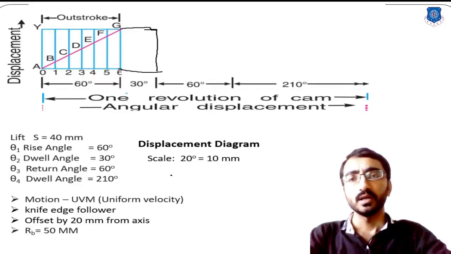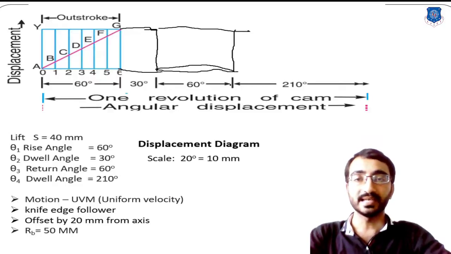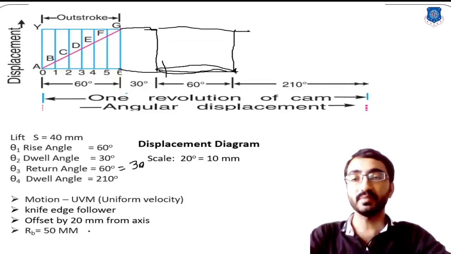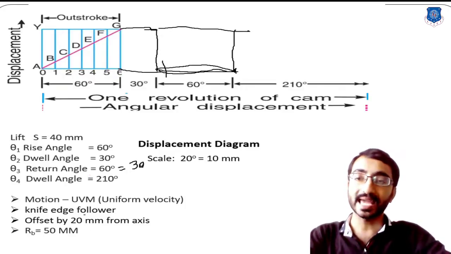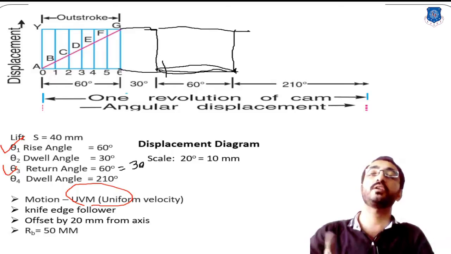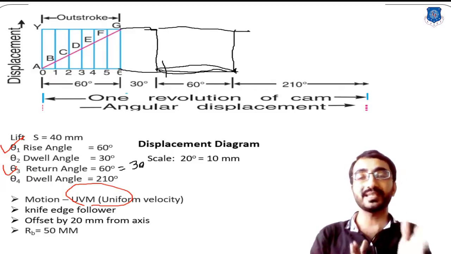Now the θ3 case, that is the third part. In θ3 the length is again given as 60 degrees, so we can calculate that it is 30 mm. So we will again make a rectangle at 60 degrees, 30 mm distance. Now this phase is producing the type of motion of UVM. So again, rise and return are both following uniform velocity motion, so we don't need to change any method.